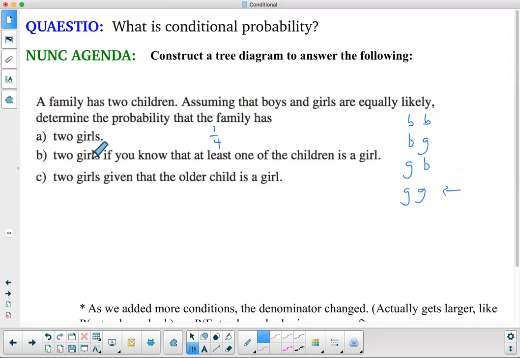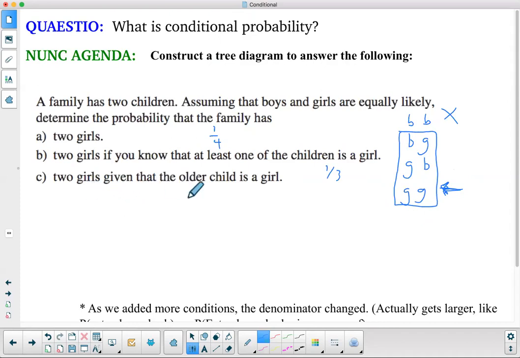Okay. The probability of having two girls, if you know at least one of the children is a girl. So at least one of the children is a girl. That excludes this situation, right? So now we're looking at the probability of two girls if you know at least one is a girl. Well, that's again this, but now it's out of 3. So this would be 1/3. So we're restricting the solution set.